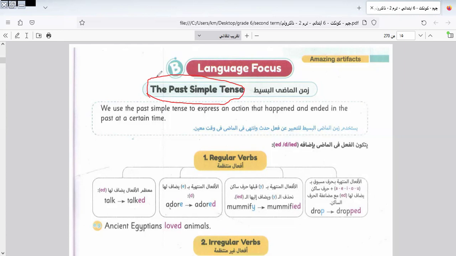We use the past simple tense to express what? Expressing an action that happened and ended in the past. An action that happened and ended in the past. Okay.